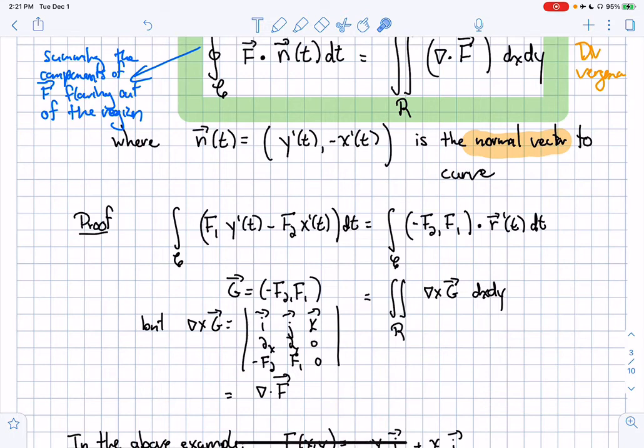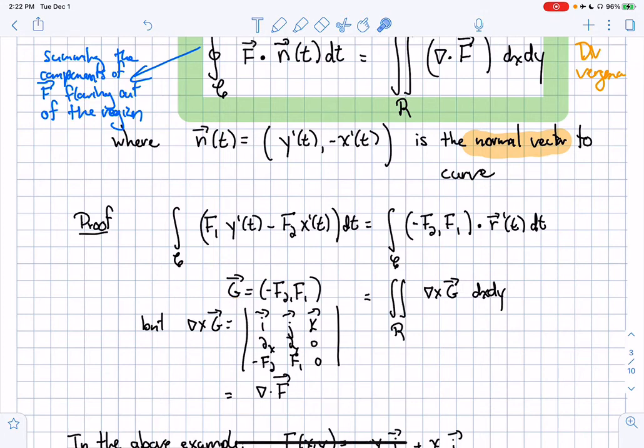But I can write this actually as the dot product of the vector minus f2, f1 with the velocity vector, right? Because this is the x component of the velocity vector, and this is the y component of the velocity vector. So what I have here is actually a line integral, which corresponds to the first version of Green's theorem, right? So it's integrating this vector field along the curve. But this vector field is similar to the one I started with, but you inverted the components, and you put a minus here. So let's call that G.